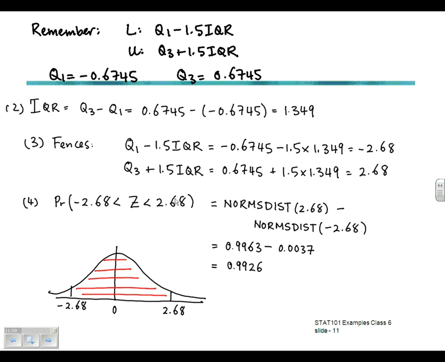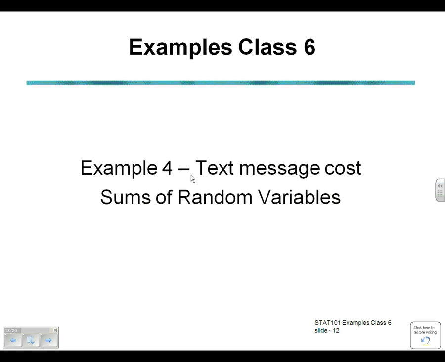That gives us a probability of 0.9926, or in fact 99.26% of the entire distribution lies between those two values. Clearly, this is defining for us, beyond those points, very unusual values which we do think of and call outliers. So that's the end of example 3.